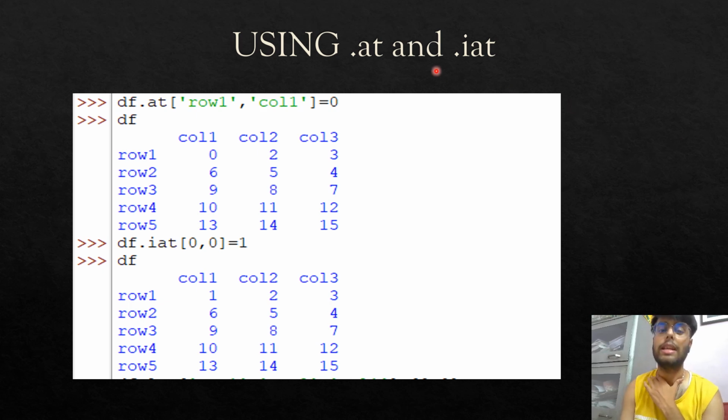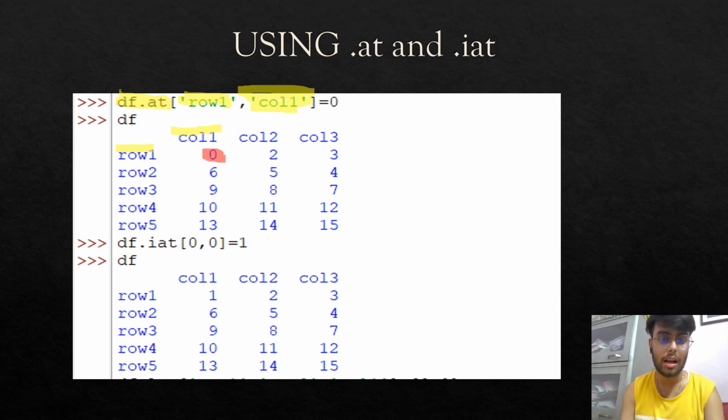Moving forward, now we'll look at using iat and at. So what we are doing, df dot at, we are giving a row label. I want to update row one at column one. That means row one ka column one I want to update with what? Zero. So you can see the result, it has updated it with zero as we wanted, right?